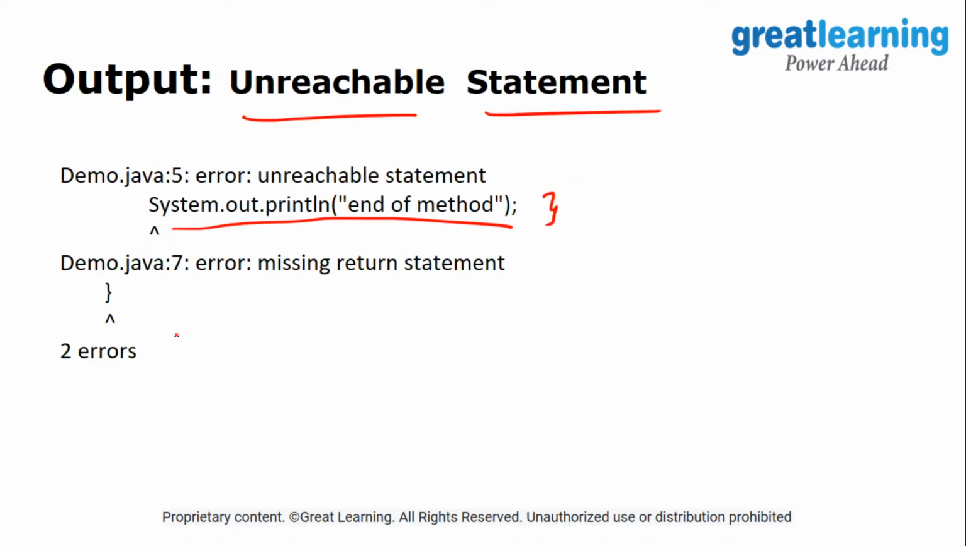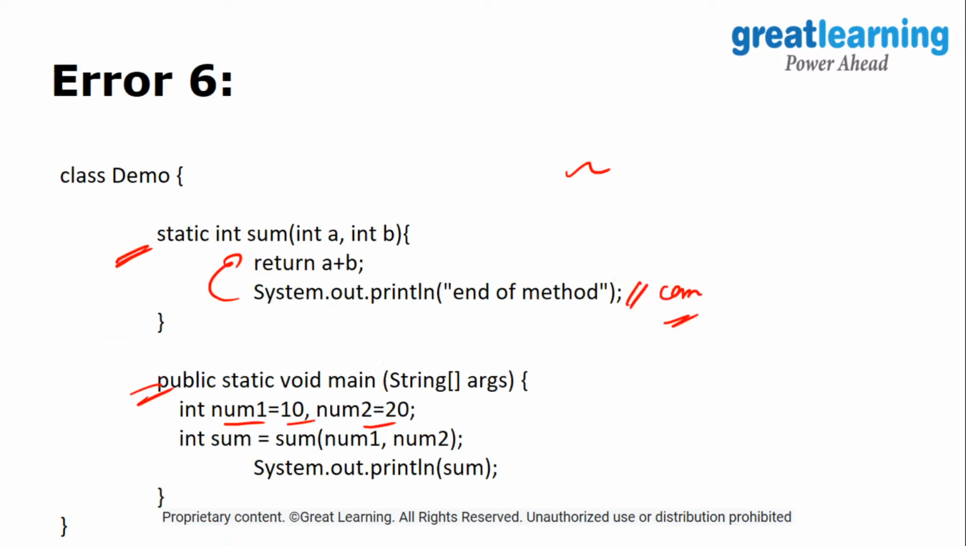Okay guys, so there are two errors. Now there is a missing return statement. Why? Because it is expecting that there should be again a return statement over here, okay? So that is why you have two errors at line number 7. So this is your line number 1, 2, 3, 4, 5 and 6, and then there is the 7th line, that is here, okay?